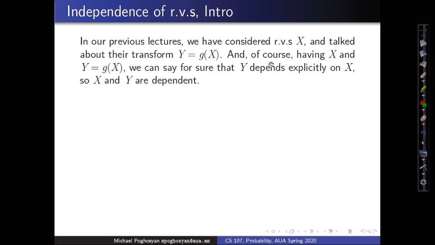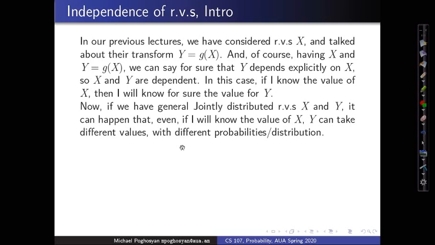And of course, having x and this transform of x, we can say for sure that y depends explicitly on x. So x and y are dependent in this case. If I know the value of x, then I will know for sure the value of y, of course.